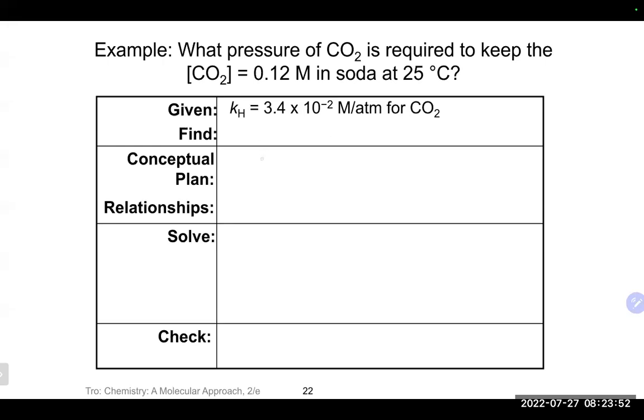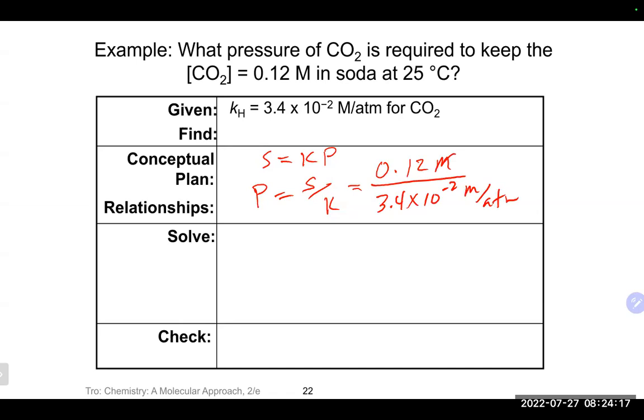Again, our molar solubility will equal our Henry's constant times the pressure. In this case, we are looking for the pressure, which would be the molar solubility divided by K. Since we are given the molar solubility, which is really the molarity, 0.12 molar, divided by our constant 3.4 times 10 to the minus 2 molar per atmosphere. Here the molarities will cancel, the atmospheres go to the top when you divide, and we will end up with about 3.5 atmospheres.